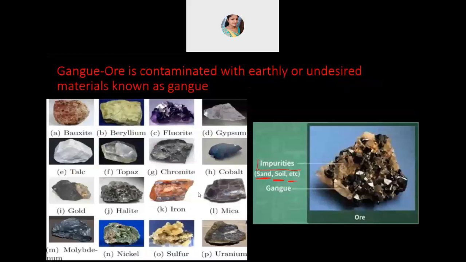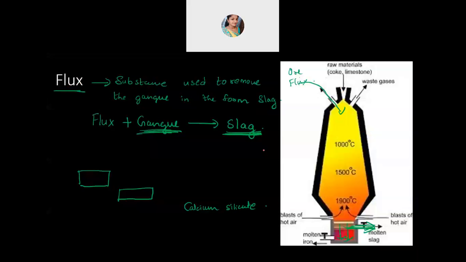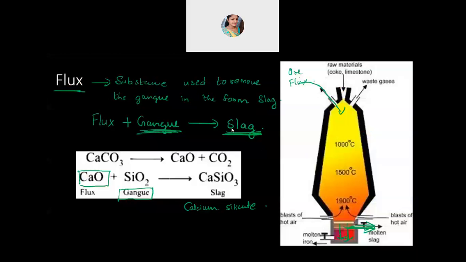Next is flux. Flux, I told you, is the substance used to remove the gangue particles. They are used to remove the gangue in the form of slag, which is a fusible mass, a liquid form, that will be thrown out and removed.